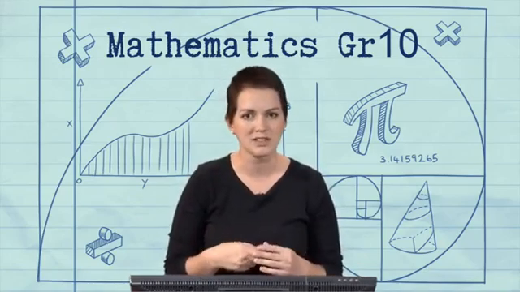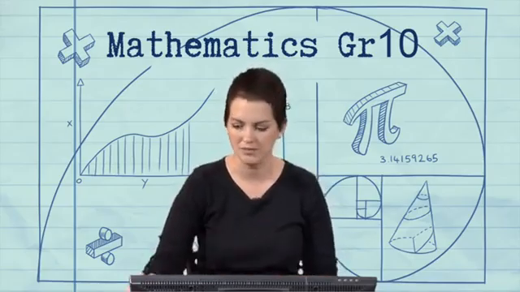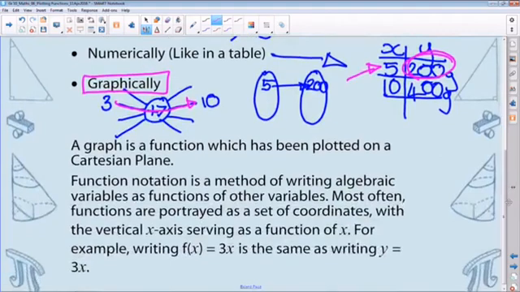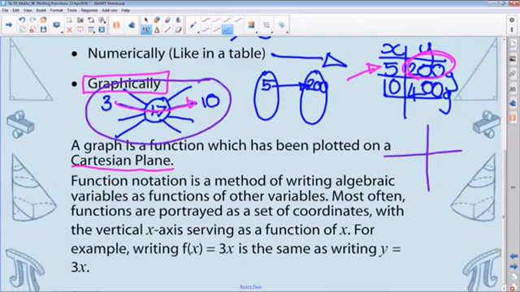Let's look at what the rest of the key concepts are talking about. The next one says a graph is a function which has been plotted on the Cartesian plane, and that's exactly what we've just been talking about. We are taking the function, let's say we were to take the spider diagram function and plot it on a Cartesian plane, we're going to have a straight line that goes up. Why? Because all of our values are going up. The x value, the input, and the y value, the output.